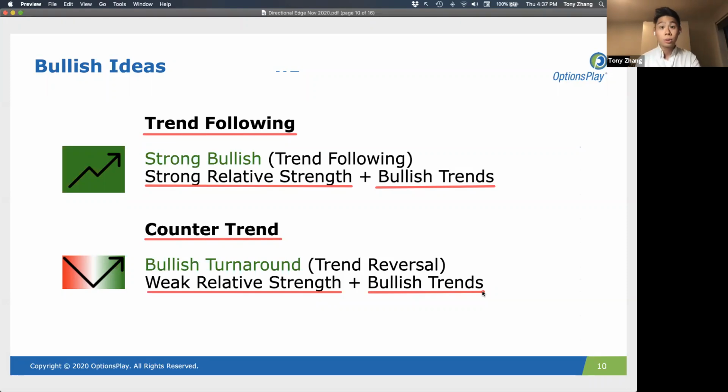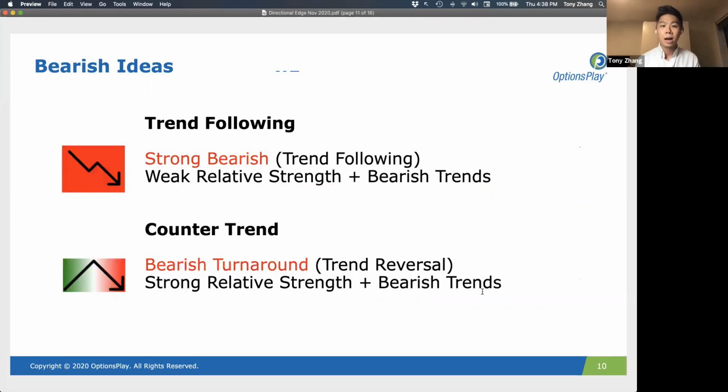And I'm going to show you how you can use the trend indicator and the relative strength indicator on OptionsPlay to quickly identify stocks in either category. On the flip side, when we look at bearish trades, you have the exact opposite. We have strong bearish stocks. These are stocks that have weak relative strength and they are exhibiting bearish trends.